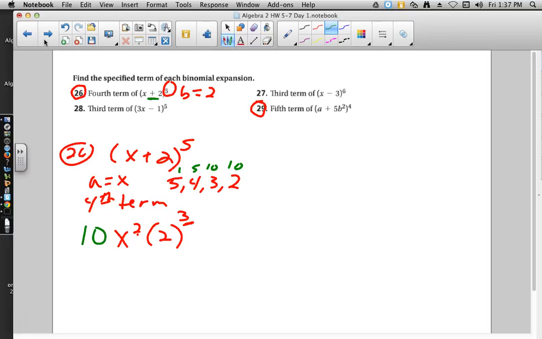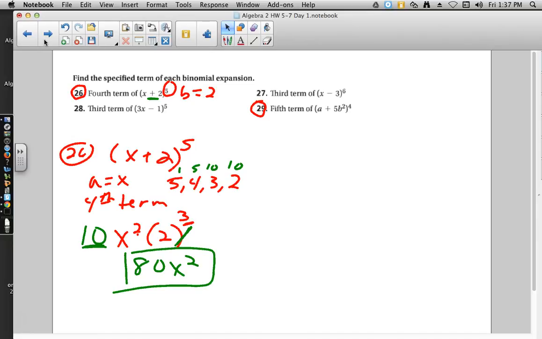And this one had plus, so I'm not worried at all about whether or not this should be positive or negative. So this will be whatever we get when we multiply these numbers together with an x squared behind it. Well, we have 10 times 2 to the third, which is 10 times 8, which is 80 x squared. So that would be the fourth term for number 26.